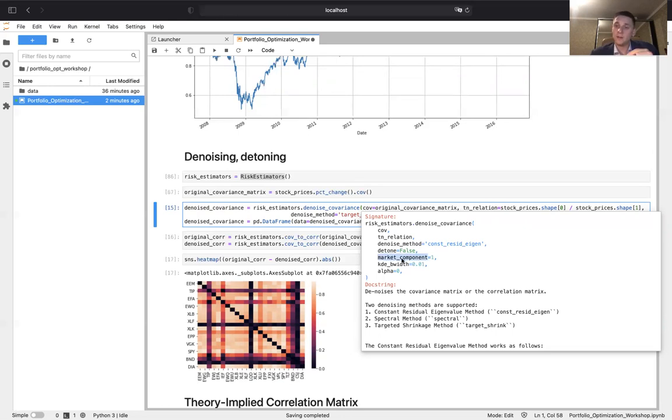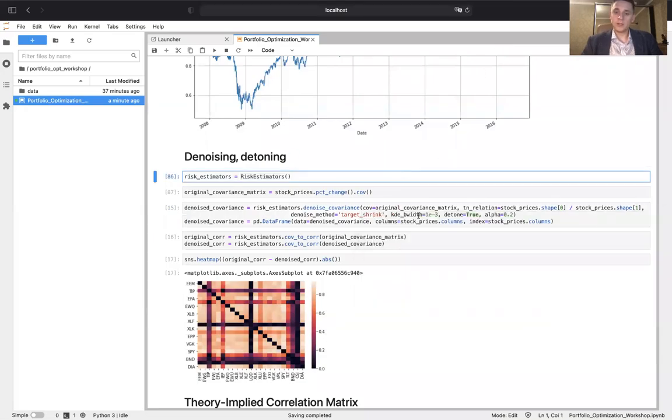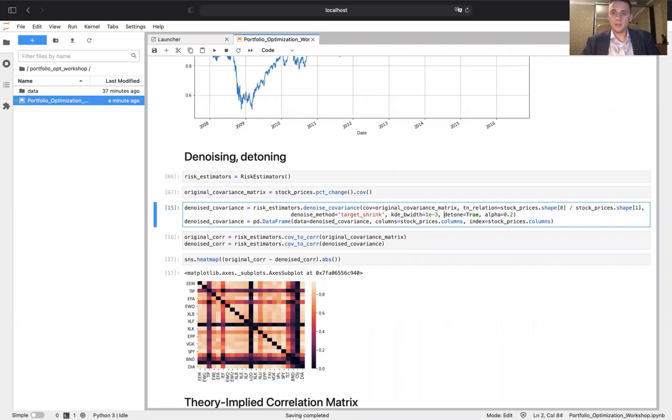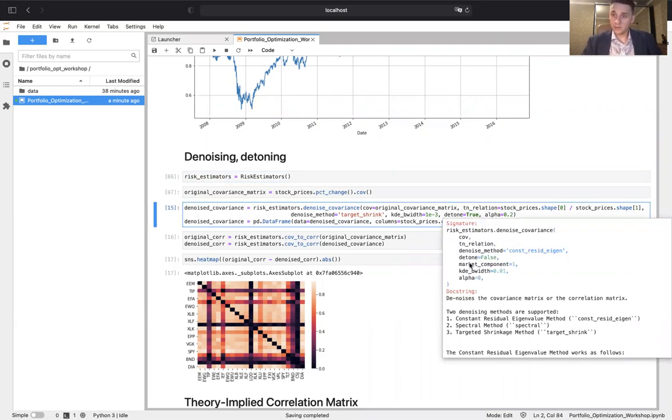Market component, if we want to denoise our covariance matrix, so if we would like to detone our covariance matrix, as we have previously discussed in our lecture series, we need to specify the market component in our eigenvalue decomposition, in our PCA decomposition of covariance matrix. So usually, in most cases, the market component is our first eigenvector of our covariance matrix decomposition.